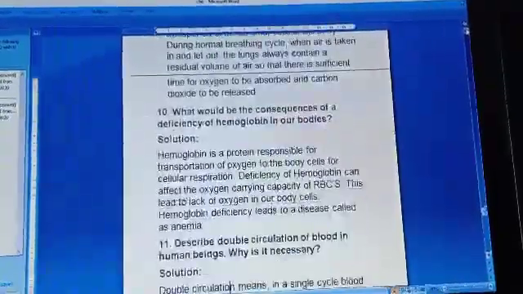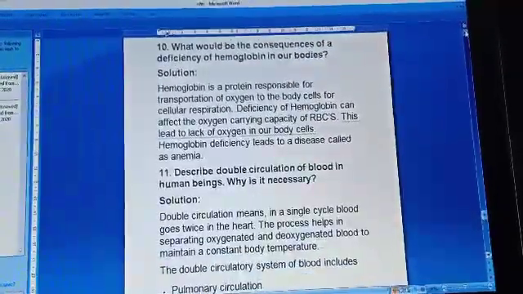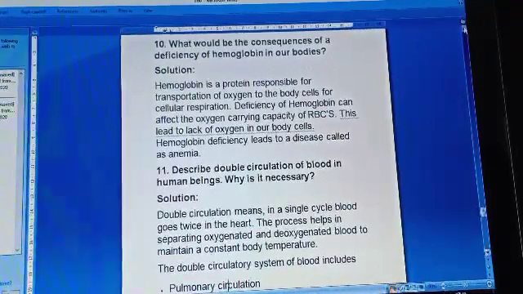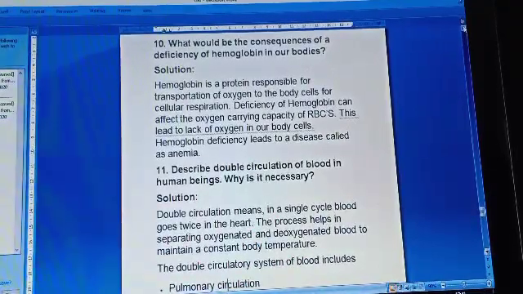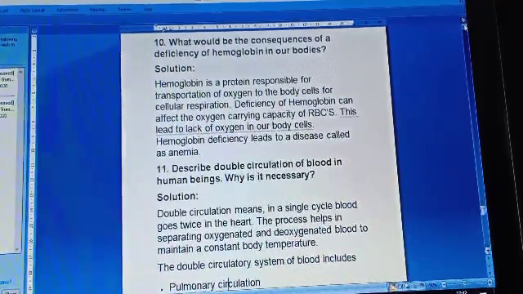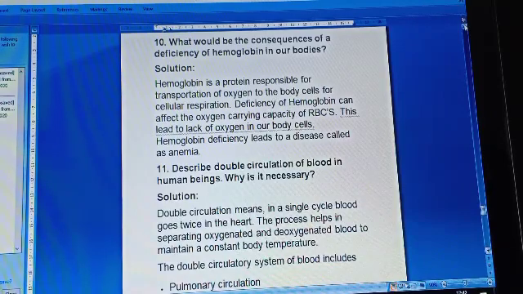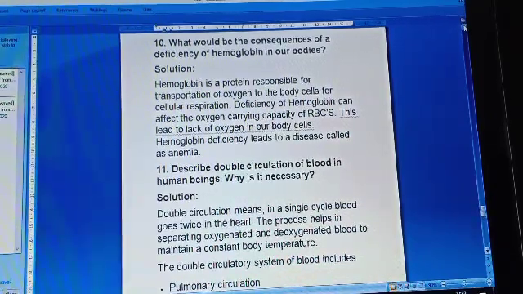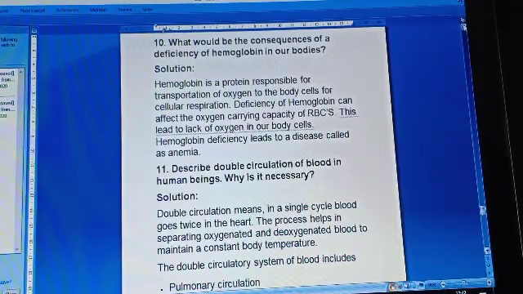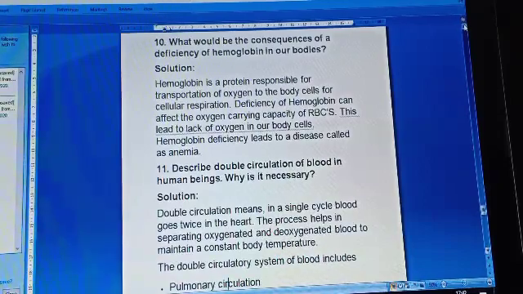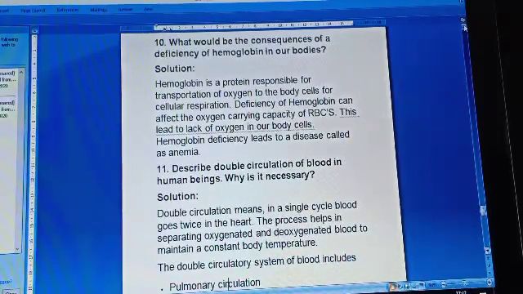Now the next question: what would be the consequence of a deficiency of hemoglobin in our body? In that, you have to write about what happens if there is a lack of hemoglobin, or no hemoglobin in the body. For that, you need to know the function of hemoglobin. Then you can write down the answer to this question.